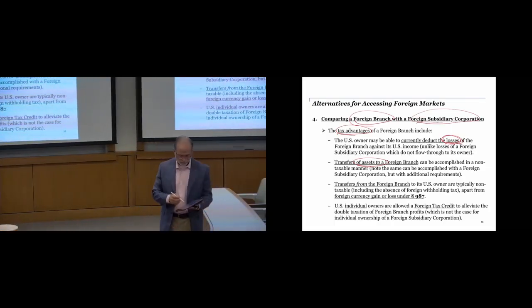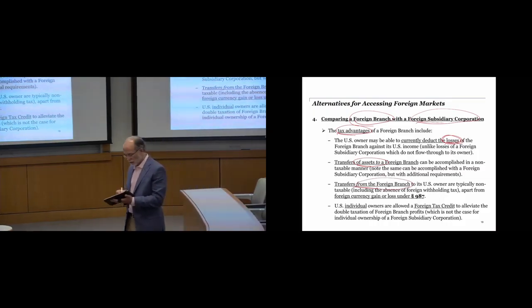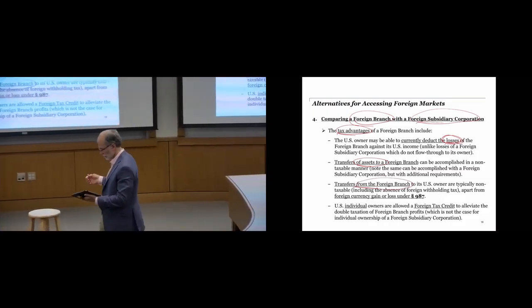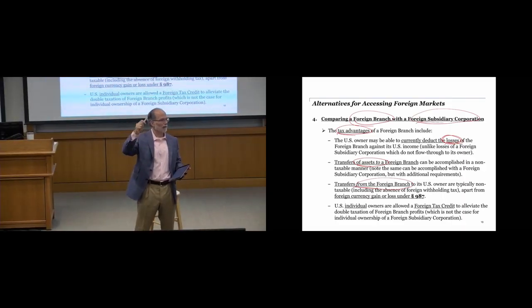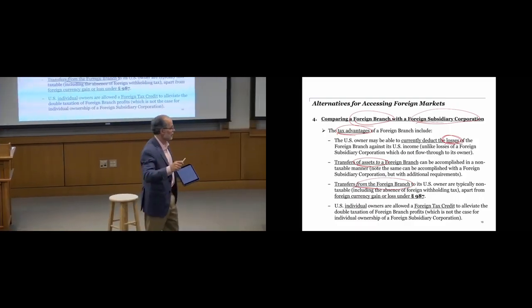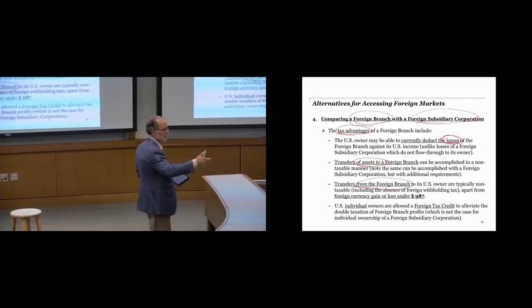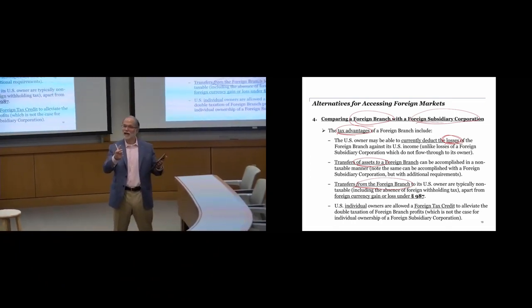Okay, so let's talk about distributions from the business. So from a foreign branch to its U.S. owner are typically non-taxable. Again, not a separate taxpayer. Right pocket, left pocket. Including the absence of withholding tax. So usually you don't have a withholding tax in a foreign country because it's not a separate taxpayer that you might have if it was a subsidiary corporation.